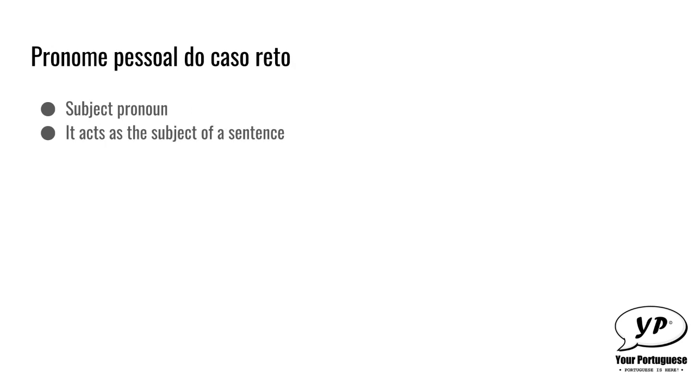Based on the function, the personal pronouns can be either pronome pessoal do caso reto, which means that they act as a subject in a sentence, as the subject pronoun in English. Or they also can be pronome pessoal do caso oblíquo, which means that they act as an object in a sentence, as the object pronoun in English.